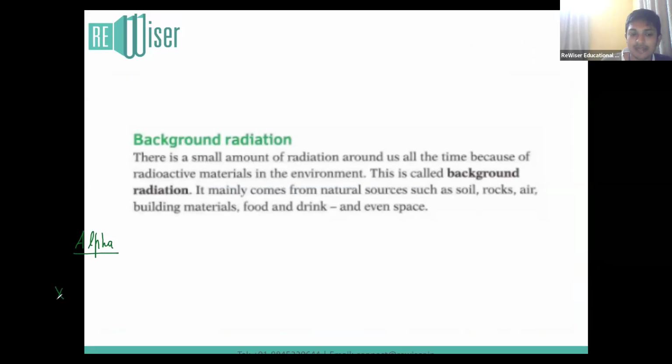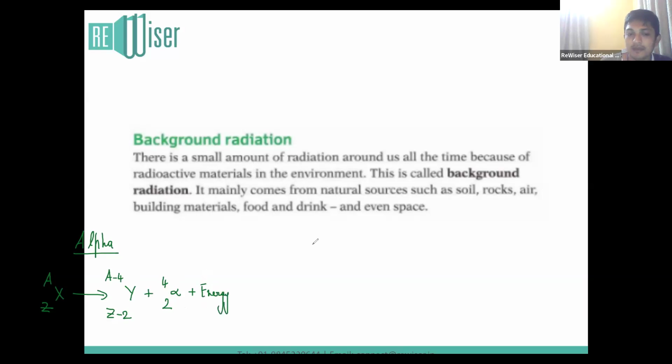Let's take an element X with atomic mass A, atomic number Z. If it undergoes an alpha emission, it will become a completely new element Y. That is because its atomic number will reduce by 2 and its atomic mass will reduce by 4, giving a particle known as an alpha particle or an equivalent helium nucleus, along with the emission of energy as well.